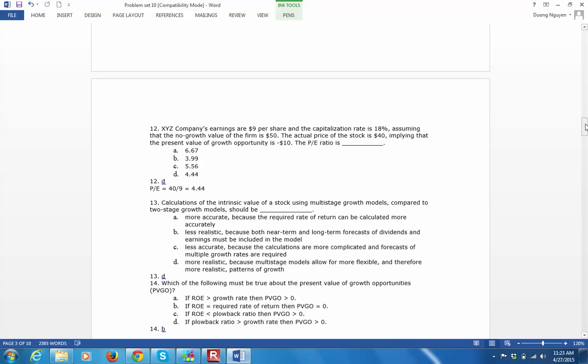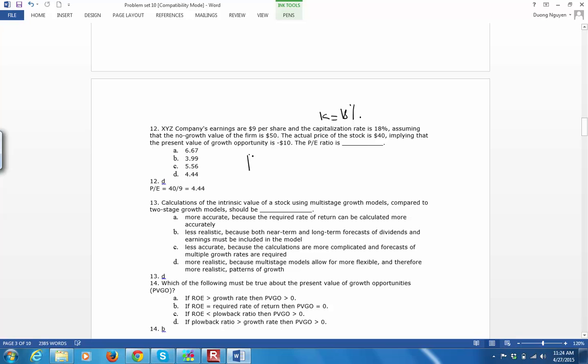Alright, number 12. Earnings are $9 per share. Capitalization rate is basically the required return K, okay, equal to 18%. No growth value of the firm is $50. Actual price is 40. Implying the present value of growth opportunities is negative 10.